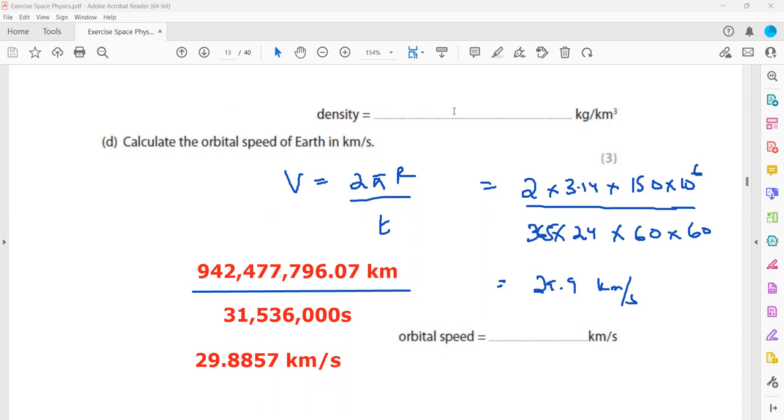29.870 kilometers. Write your answer in 3 significant figures. So it was 29.870. So that's why I wrote 29.9.